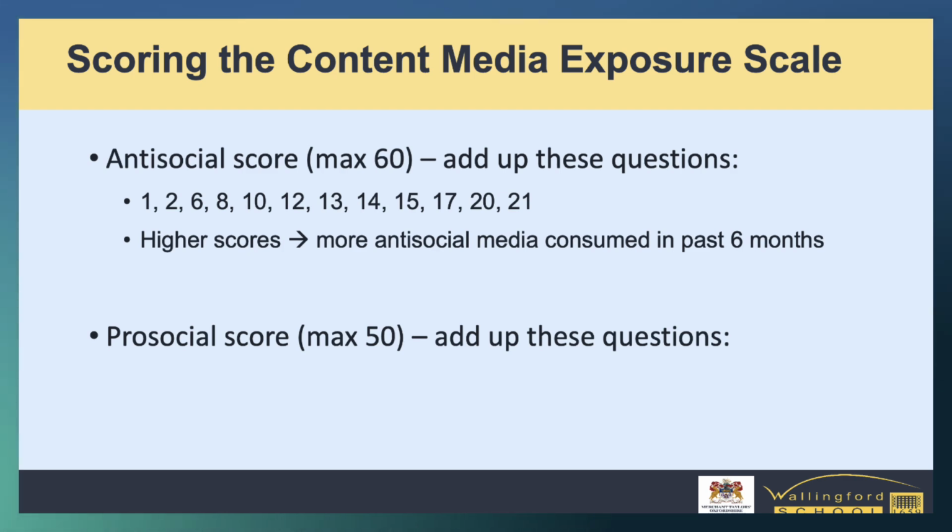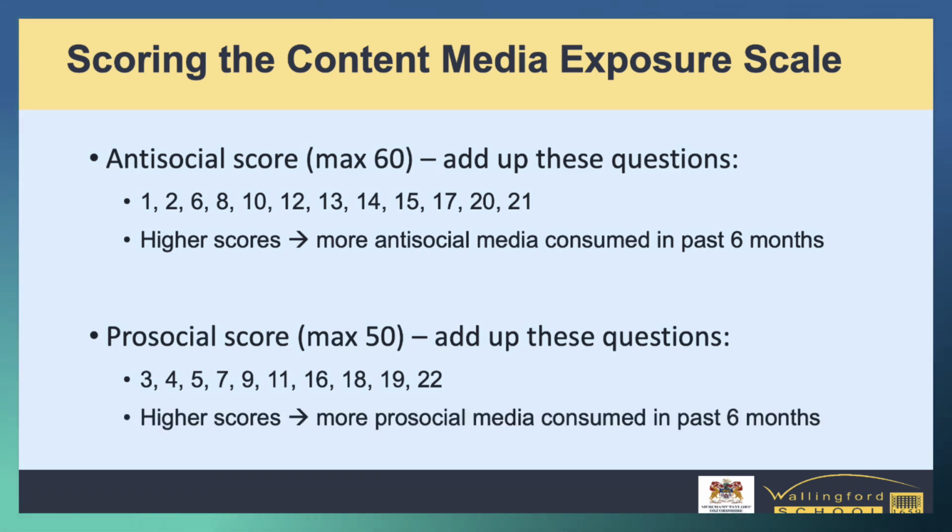The pro-social score is a maximum of 50, and you add up these questions. And higher scores on this mean that more pro-social, the higher the score, the more pro-social media is being consumed in the past 6 months. Pause the video here so that you can see your scoring mechanism and make sure you get the content media exposure scale scored.